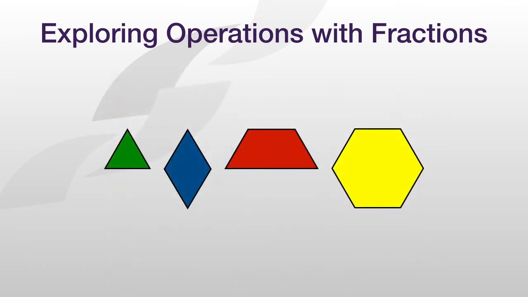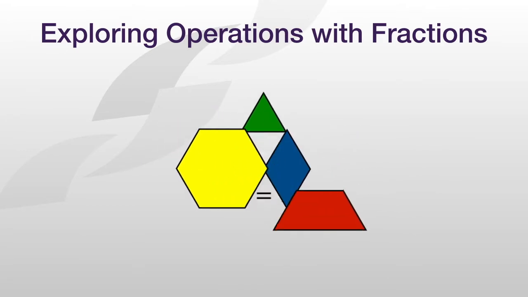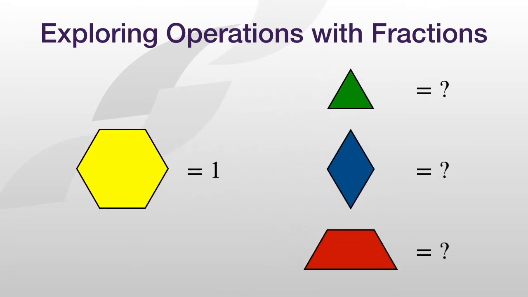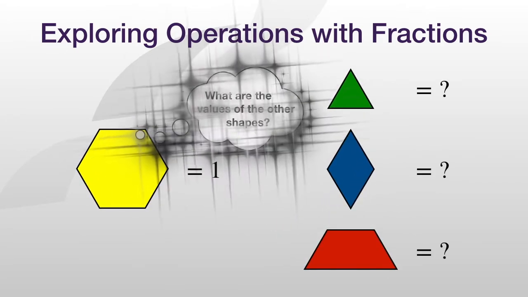Let's get to know the pattern blocks. Suppose that the yellow hexagon has a value of 1 whole. What are the values of the other shapes? How do you know?